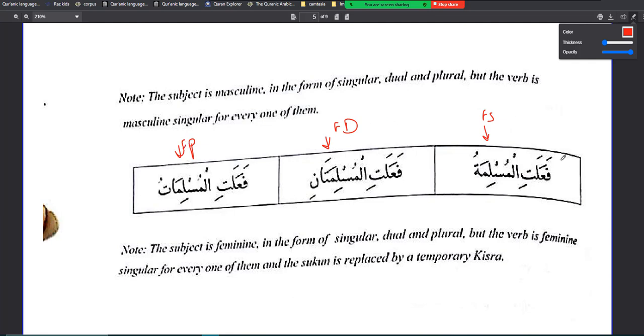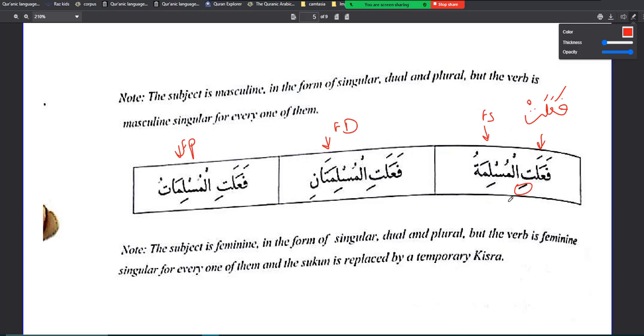And based on that, instead of fa'ala, what are we using? We are using the feminine form of fa'ala. It is fa'alat. So this is actually fa'alat. And why is there a kasra on the ta? Does anyone know this? We have learned it. Very good. No two sukuns can come together. That's a rule in Arabic. So instead of fa'alat al-muslimatu, no two sukuns can come together. So that's why there is a temporary kasra on the ta. So instead of fa'alat, they say fa'alati. Yeah?